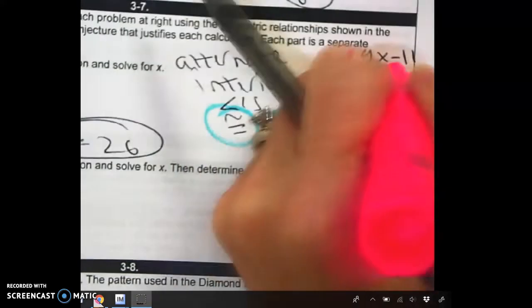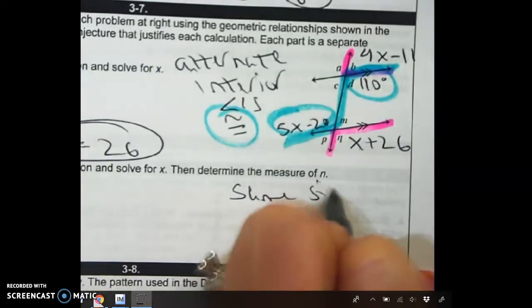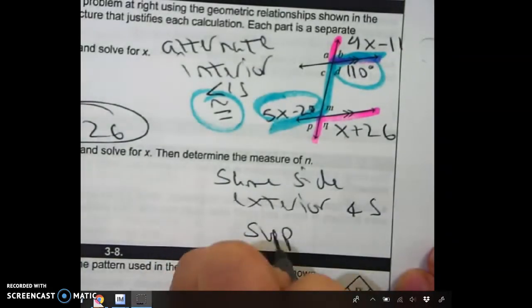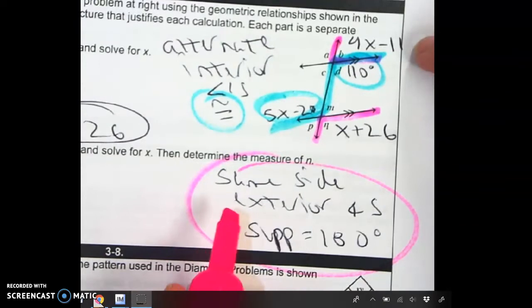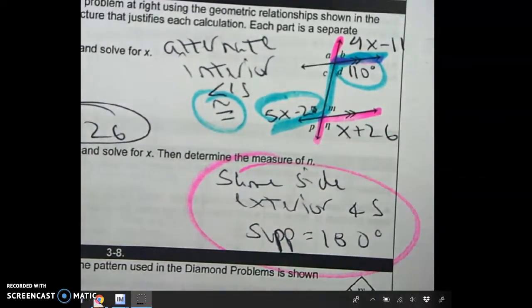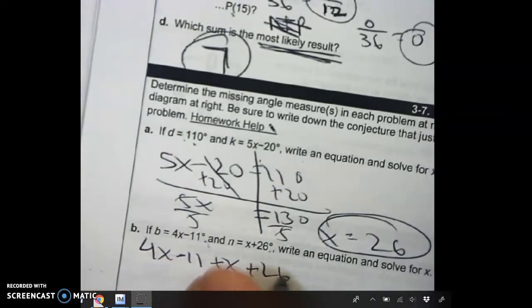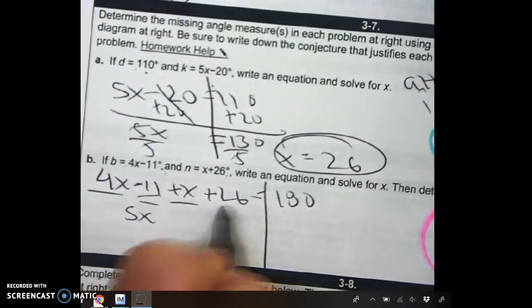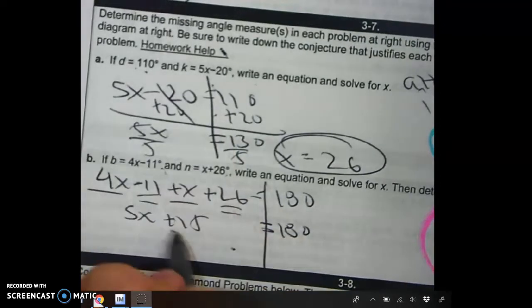So when I look at this one, that is same side exterior angles, and same side exterior angles are supplementary, which means they equal 180 degrees. Okay, so that means I need to take this, add it to this, and set it equal to 180 degrees. 4x minus 11 plus x plus 26 equals 180. These two are the same. These two are the same. And now this problem is just like this one, minus 15.